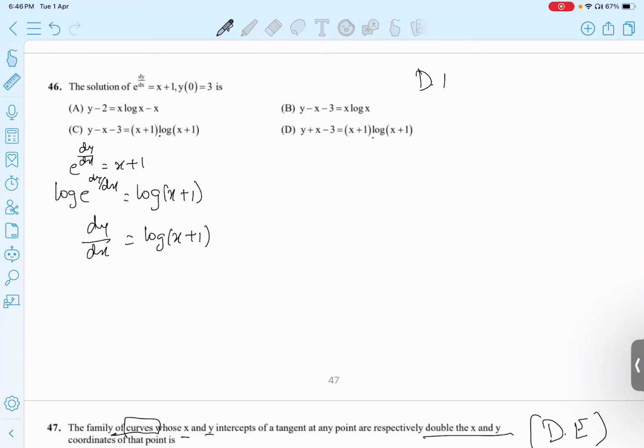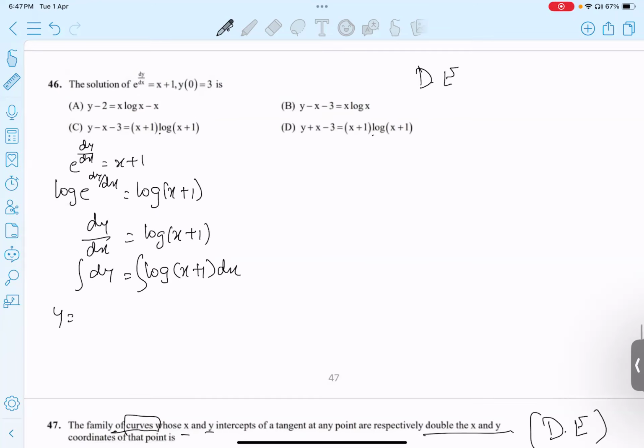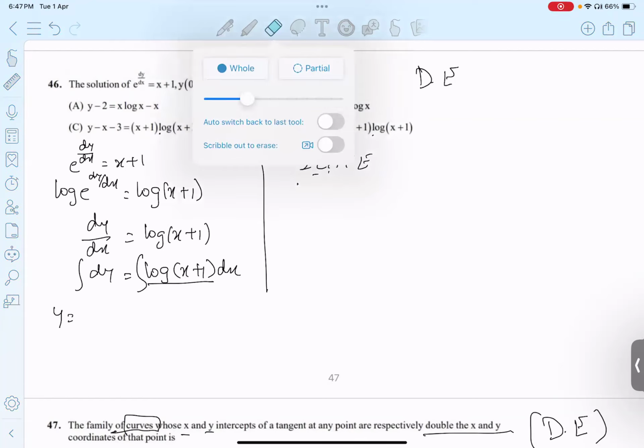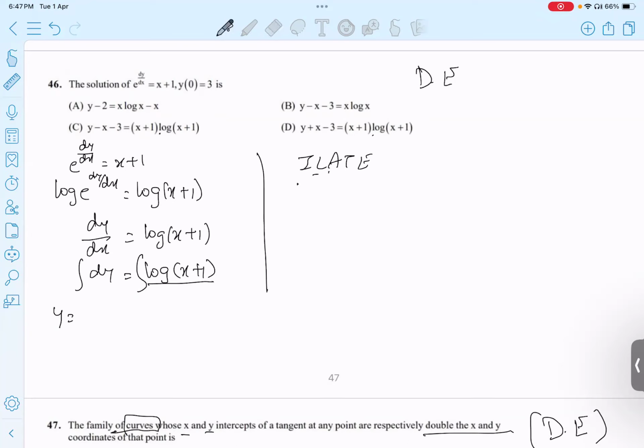So again, this was a question from differential equation. So now dy will be log of x plus 1 into dx. Integrating on both the sides, this gives us y will be equal to... We can't integrate directly. So it is of ILATE rule. We were supposed to apply ILATE rule. So logarithm, then the algebraic function. So I can write this as log of x plus 1 into 1 into dx. Call this the first function and this the second function.